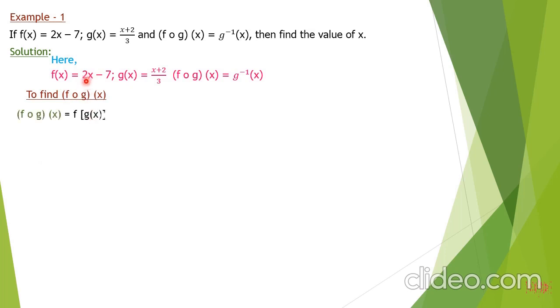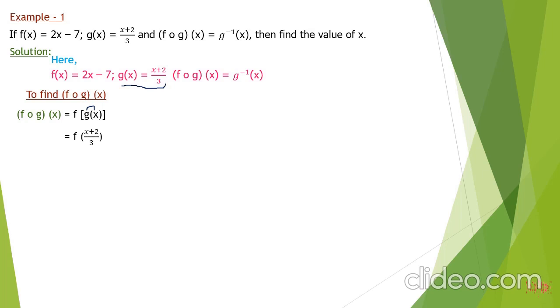Now g is the function which takes the input first, because it is closer or nearer to the input variable x. Our input variable is x, and our function g takes the input first. Now what is the value of gx? So you can see in our question the value of gx is (x plus 2) by 3. So we will just put, instead of gx, (x plus 2) by 3.